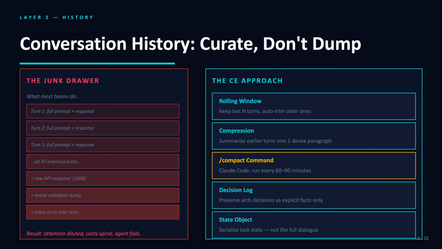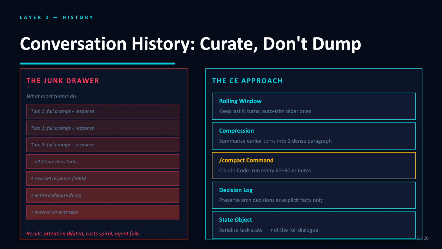Layer 2 is where context rot begins, and it starts with what I call the junk drawer problem. Shown on the left. What most teams do is treat the context window exactly like a junk drawer. Every turn gets appended. Every API response. Every error. Every back and forth. All 47 previous turns. Raw API responses that are 10 kilobytes of noise. Everything just gets thrown in and sent with every new request.